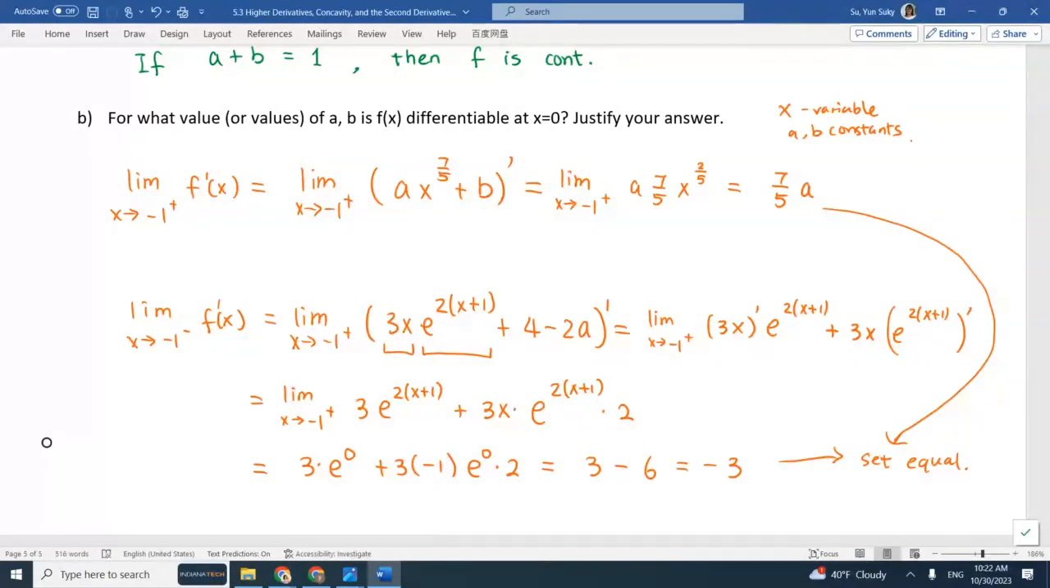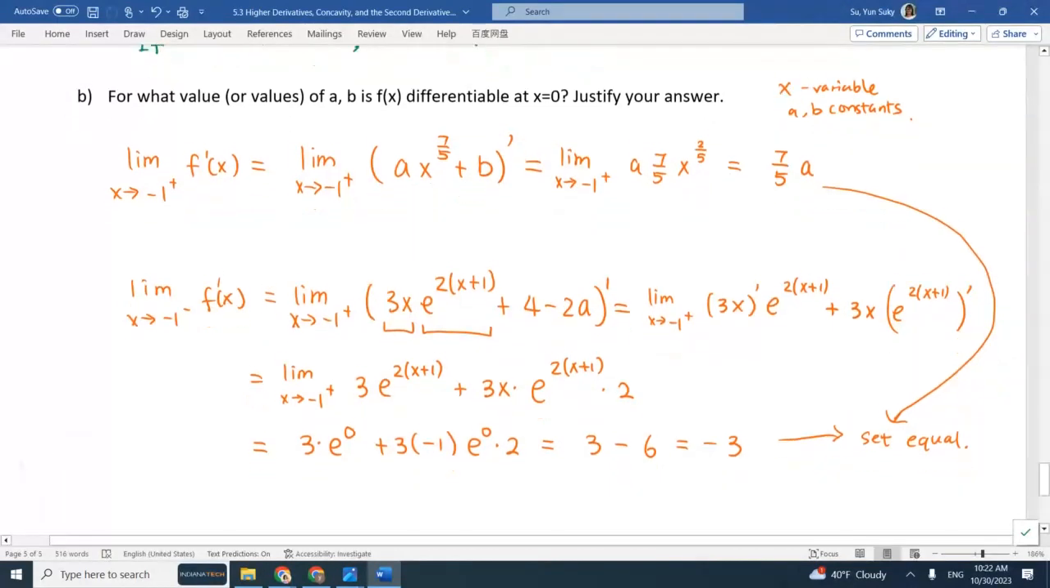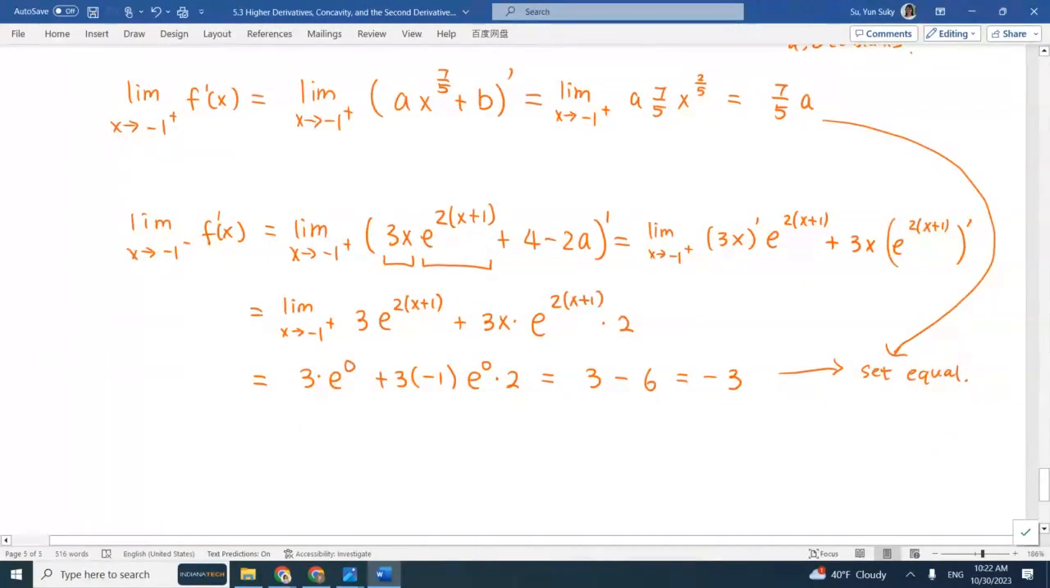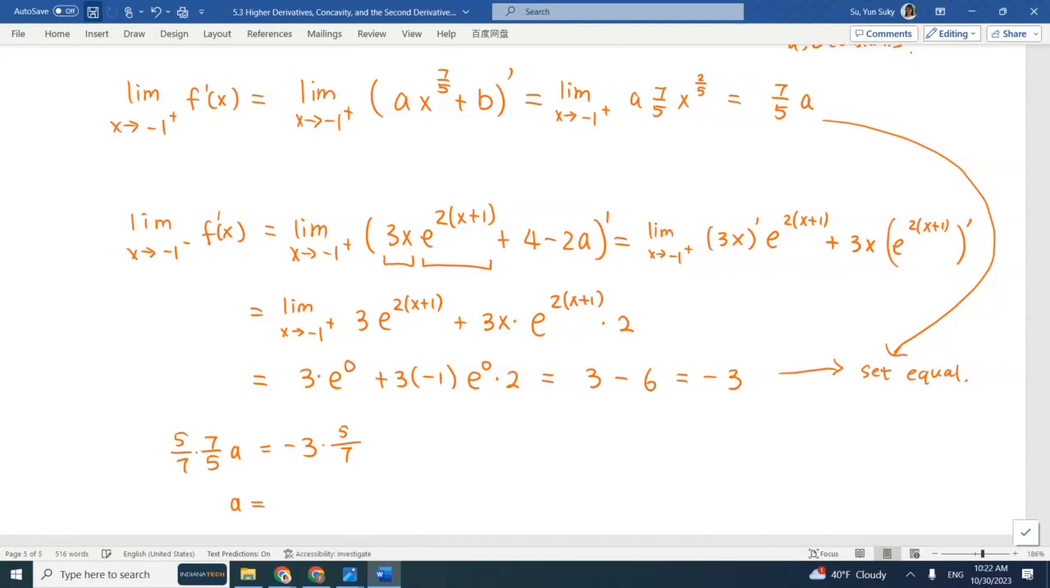So far, so good, everybody? Alright, therefore, 7 over 5a is -3. And then we solve for a, right? We multiply both sides by the reciprocal. So 5 over 7, right? Then we have a equals what? Yeah, -15 over 7.